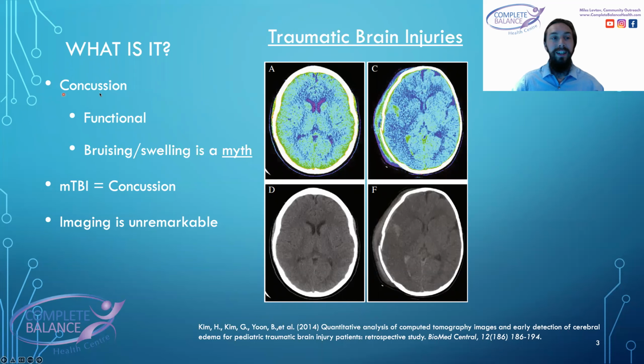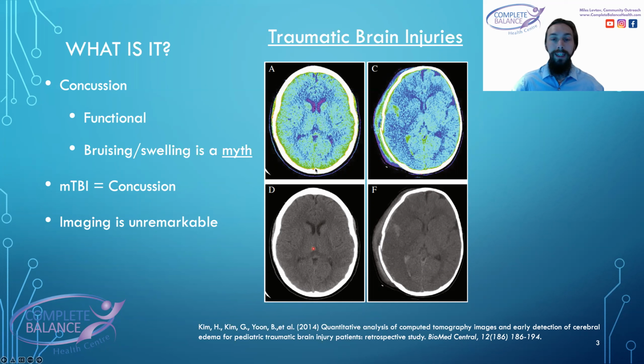So what is it? A concussion, also referred to as traumatic brain injury, is a functional injury, not a structural one. Now, the common myth that bruising and swelling occurs is not true. With a concussion or MTBI, those are synonyms, they mean the same thing. There is no structural damage.